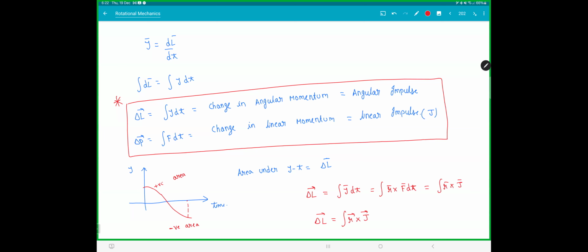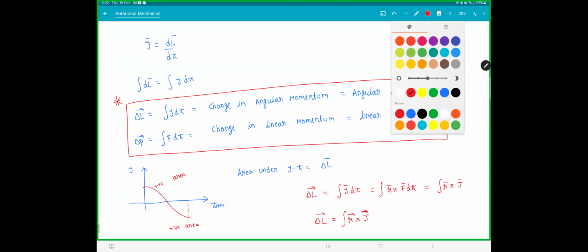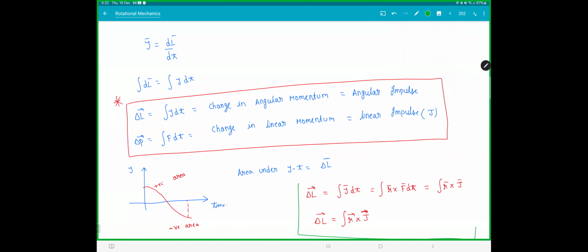Angular impulse is given by the integral of R bar, the position vector, cross J bar. Quite a useful one. We're going to see problems based on this later on. So this was linear impulse. This was angular impulse.